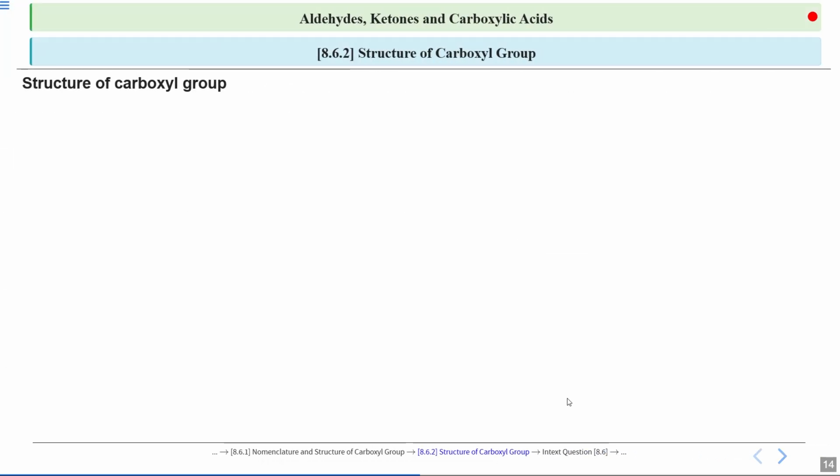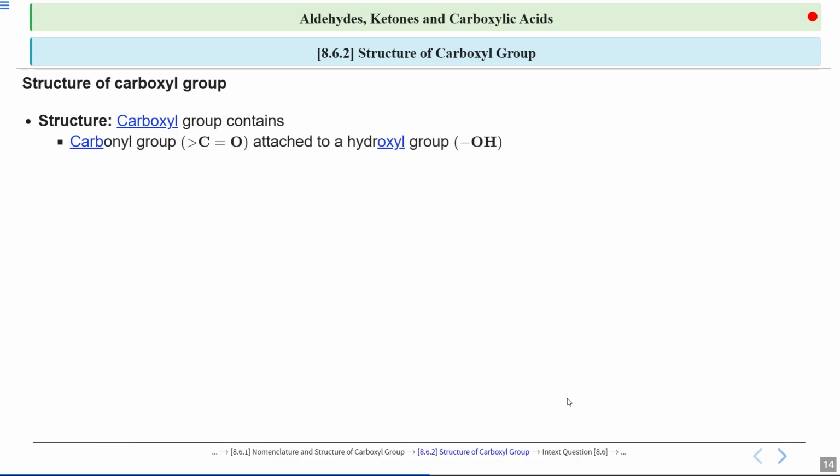Now, if I talk about the structure of the carboxylic group, it contains a carboxyl group. The carboxyl group is made up of a carbonyl group, represented as C double bond O, which is attached to a hydroxyl group, an OH group. So if you look at the structure, we have a carbonyl group, to which a hydroxyl group is attached, and we have an R group.